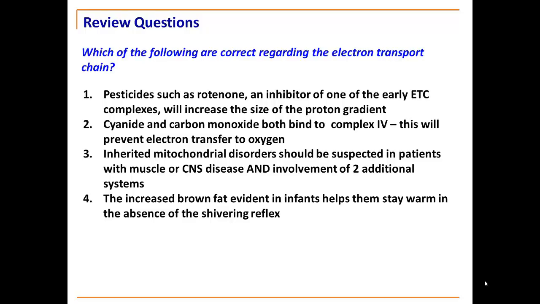Next one. The increased brown fat evident in infants help them stay warm in the absence of the shivering reflex. Well, hopefully you got that one right because I talked about it earlier. That's correct. So infants have a much higher amount of brown fat. They produce less ATP from these fat cells, but they do produce more heat, which means they can stay warm in the absence of the shiver reflex.